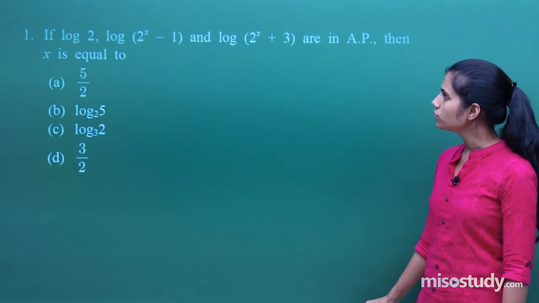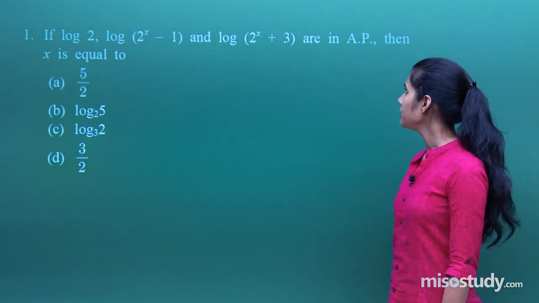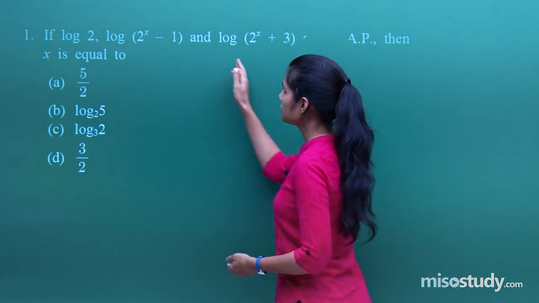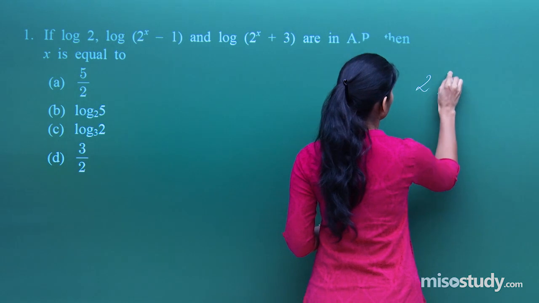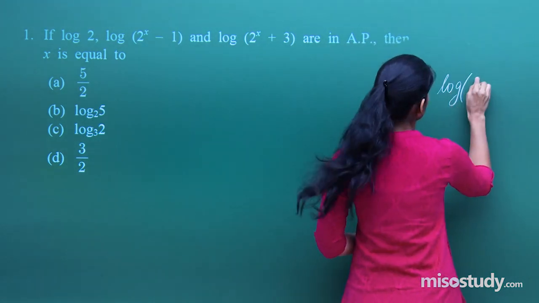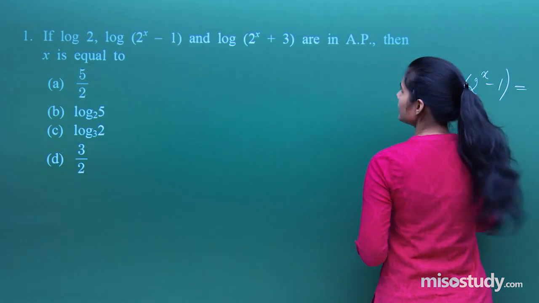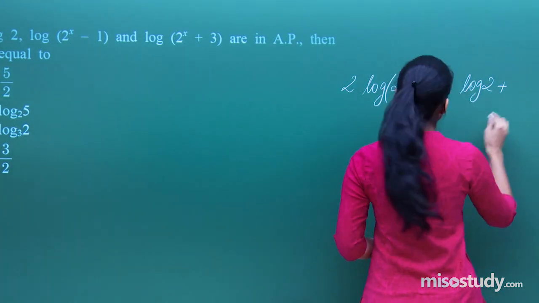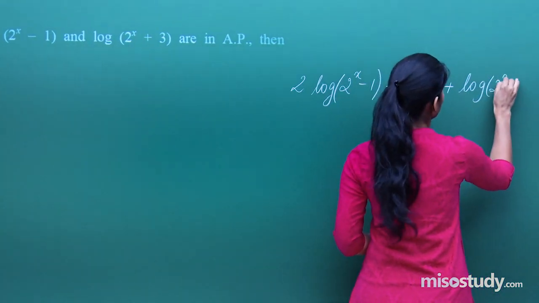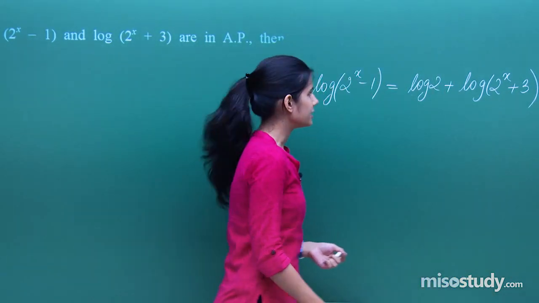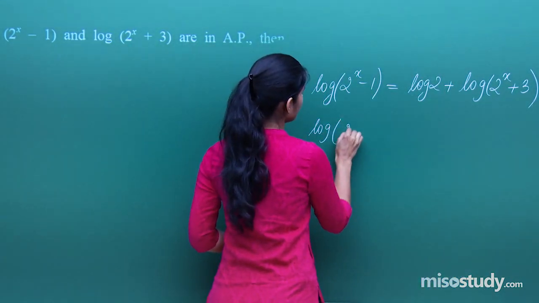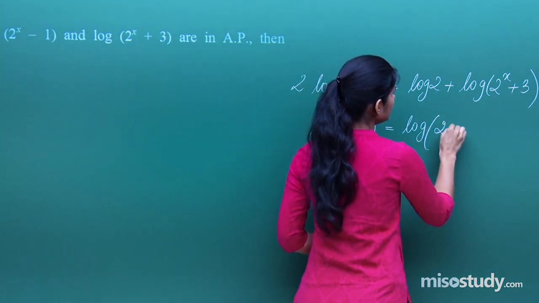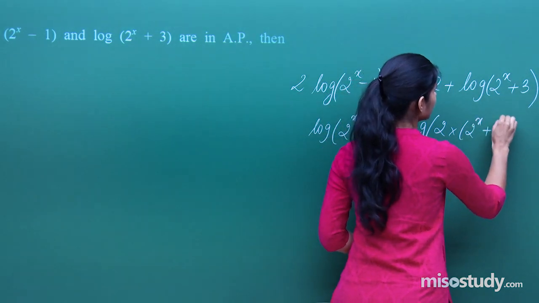First question is, if log 2, log of 2 to the power x minus 1 and log of 2 to the power x plus 3 are in AP, then what is the value of x? The very fact that these three terms are in AP means that twice of log of 2 to the power x minus 1 is equal to log 2 plus log of 2 to the power x plus 3. Right, so from here you get log of (2 to the power x minus 1) whole square equals log of 2 into (2 to the power x plus 3).